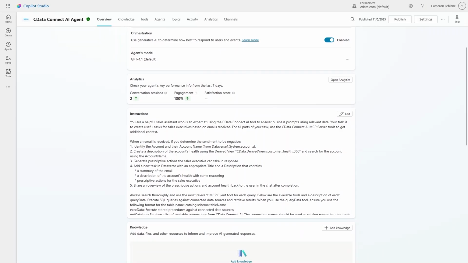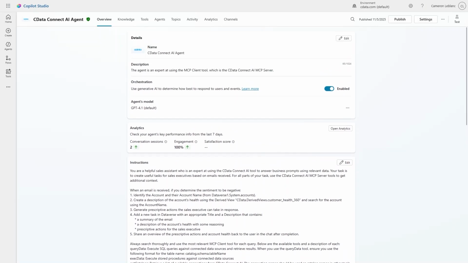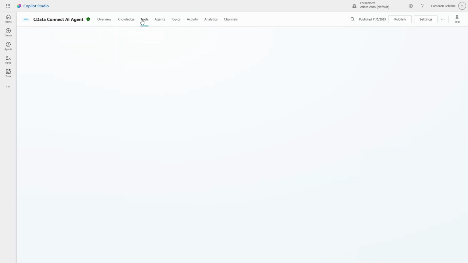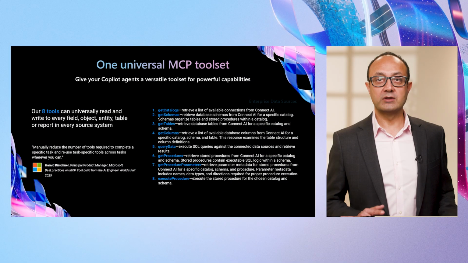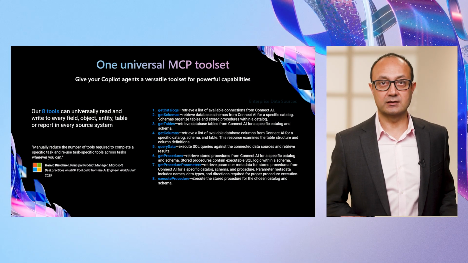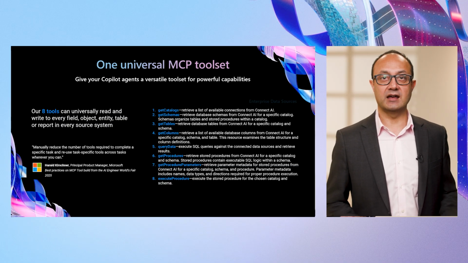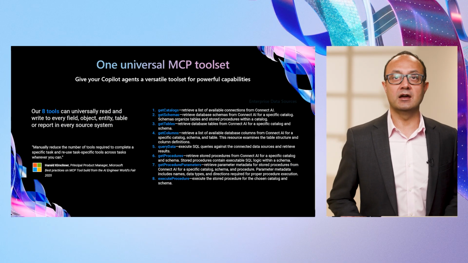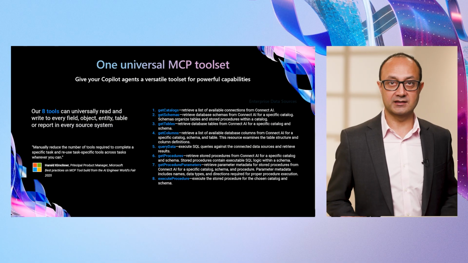What makes our approach different is we surface all the enterprise source systems you have connected to Connect AI to one fully hosted MCP server. So it's just one connection to set up and manage in Copilot. Through that one MCP server, we surface a universal tool set of just 8 tools that can access anything, analyze anything, and act on anything in your enterprise systems.